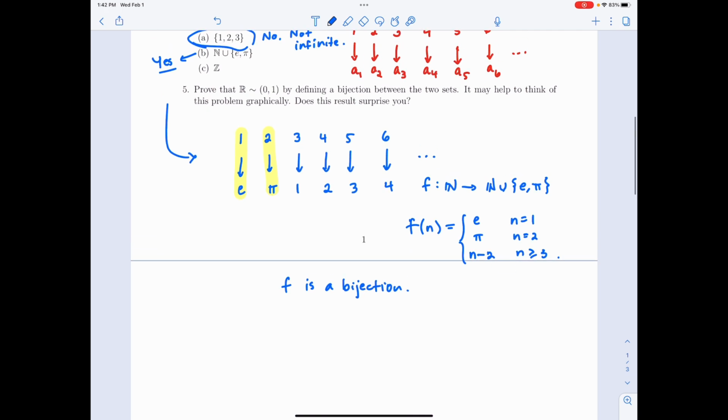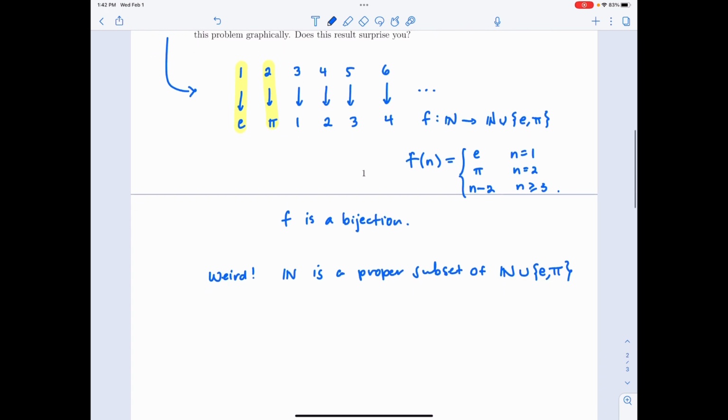So I said at the end what's sort of weird about this is that the natural numbers is a proper subset of the natural numbers with e and pi thrown in there. Proper just means it's contained in but not equal to, so it's smaller. And we've just said that a set that is a proper subset of another one actually has the same number of elements. This shows us how things can get weird when you have infinitely many elements in play. There's a lot more space for how you pair things together.